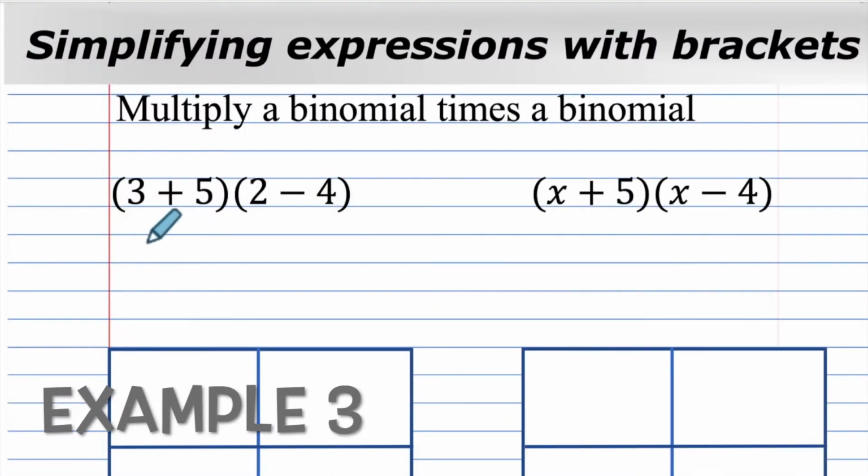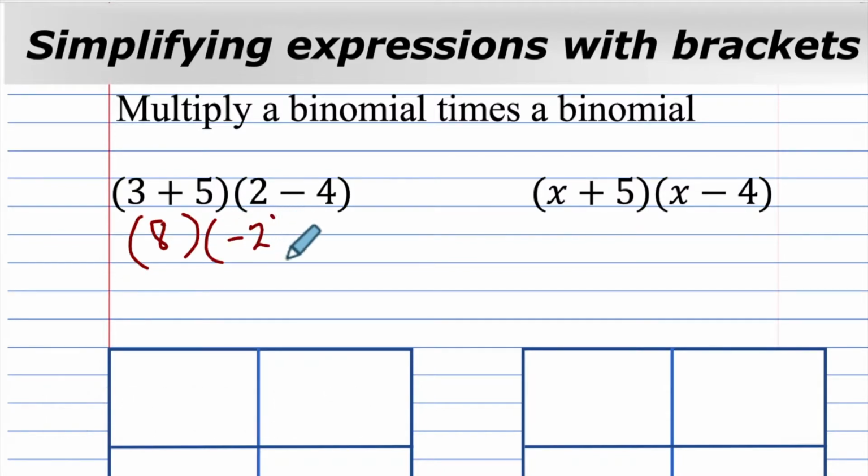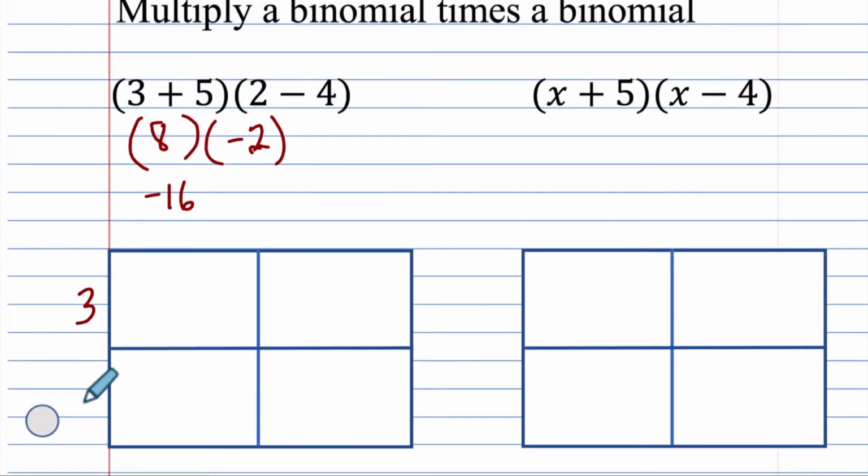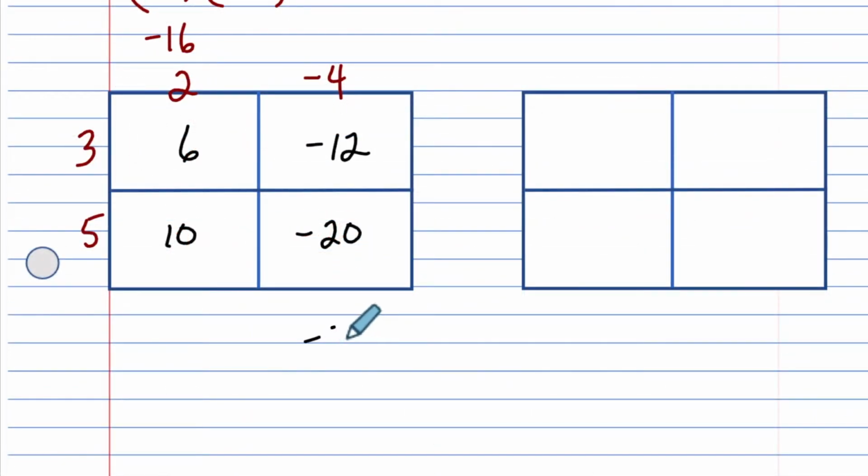Order of operations tells us to combine inside the brackets first. We have a 3 plus 5 is 8, and a 2 minus 4 is minus 2, and that gives us a negative 16. Here's the area model then. We have a 3 and a 5, and a 2 and a negative 4. We get 6, negative 12, 10, and negative 20. These two make negative 32, and this makes us 16, which gives us a negative 16 altogether.